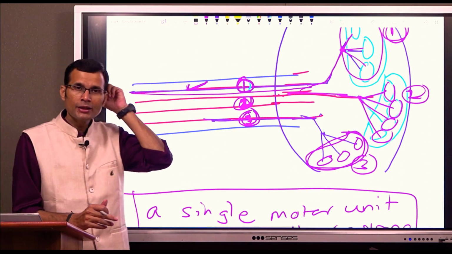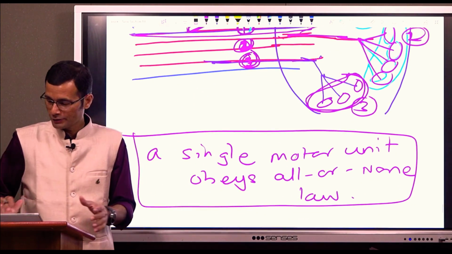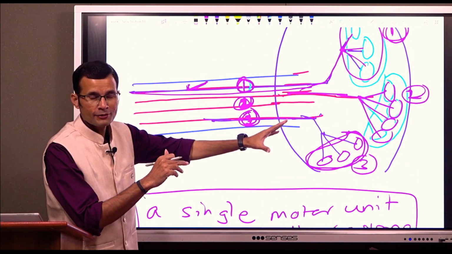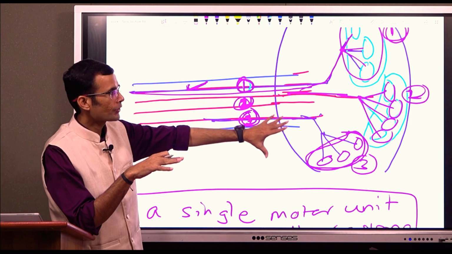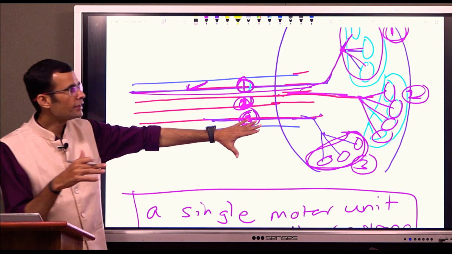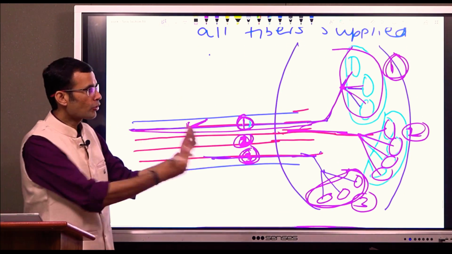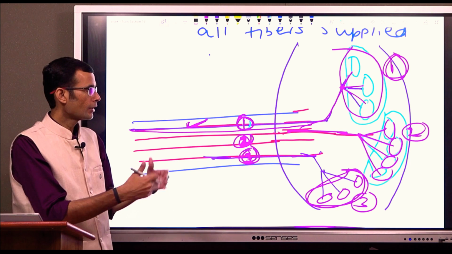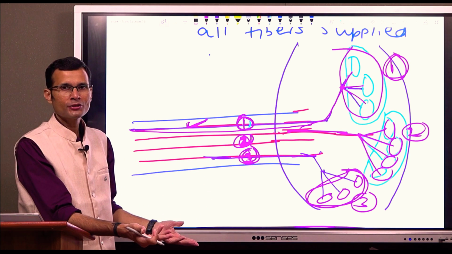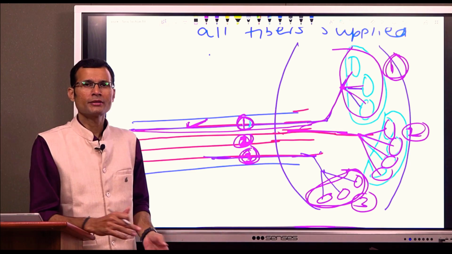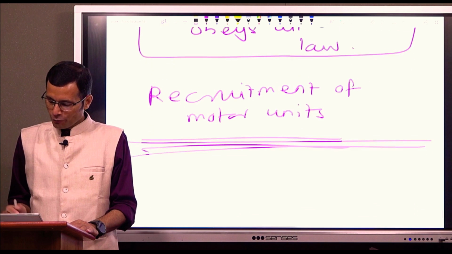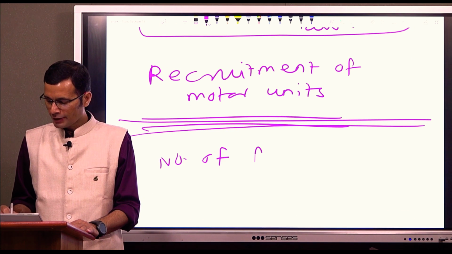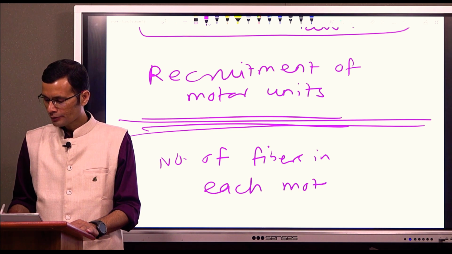Let me just add the last factor. Summarize these last 2 factors. Number of motor units in a muscle, this will govern the strength of contraction. So see, if there are more number of motor units in a muscle, muscle contraction will be obviously stronger. More fibers will be contracting at a time. And the last factor was number of muscle fibers in each motor unit.